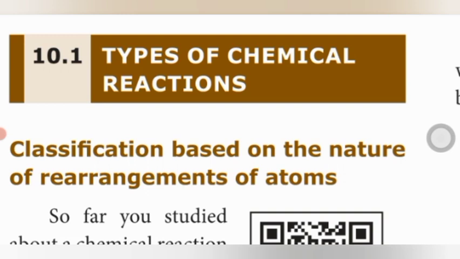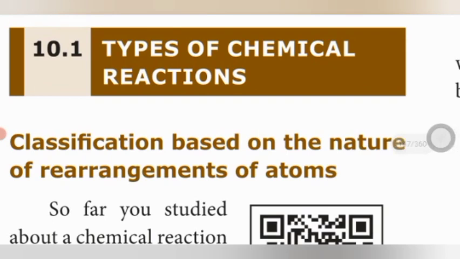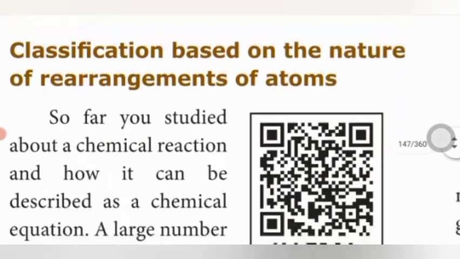The reaction ways are different and the reacting molecules are also different. Thus, based on the manner by which the atoms of the reactants are rearranged, chemical reactions are classified. Chemical reactions are classified based on the nature of rearrangement of atoms. The first classification is combination reaction.